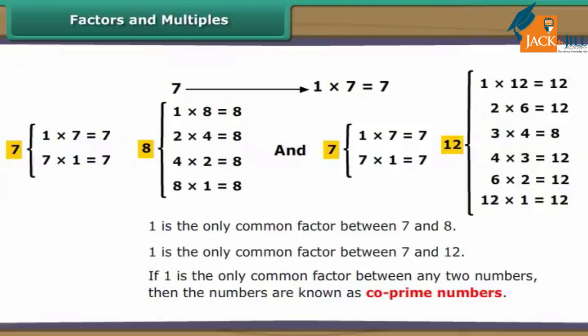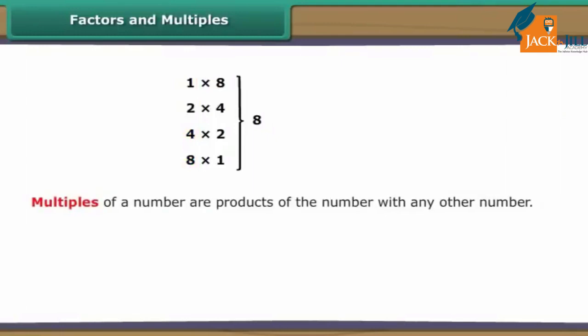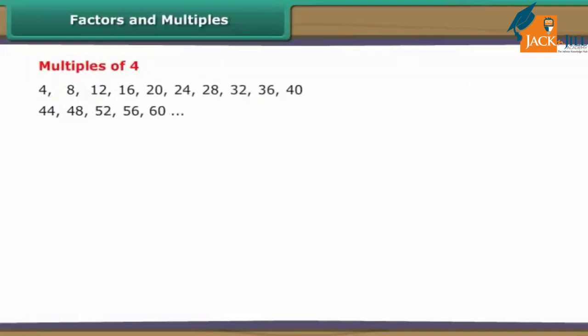In the example, we described the patterns numerically as 1 into 8, 2 into 4, 4 into 2, 8 into 1. Each of these expressions yields 8 as the product. Therefore, 8 is the multiple of 1, 2, 4 and 8. Multiples of a number are products of the number with any other number. Let us find the multiples of 4. 4, 8, 12, 16, 20, 24, 28, 32 and so on.